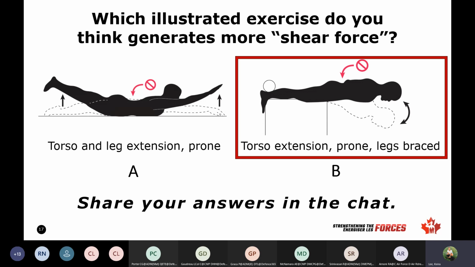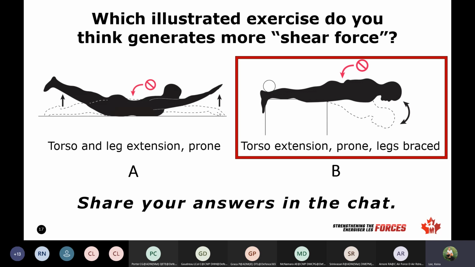The answer here of which one generates more is going to be B, the second exercise here, and that's because the person's body weight is not fully supported. There's only support from the legs down, and that's barely any. After that, they're working against gravity. And one of the best ways to minimize that shear force that we had talked about earlier was to have your torso supported, because your whole torso in this exercise is not supported.